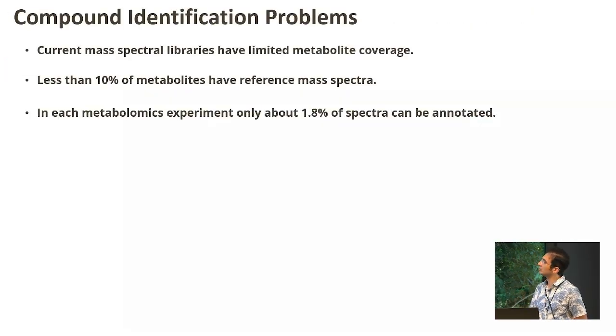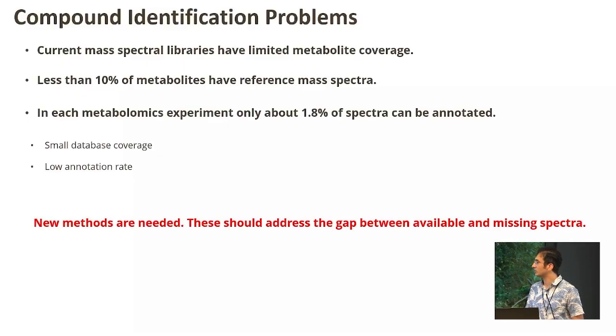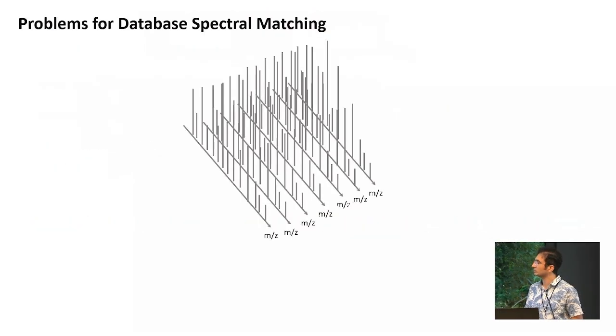But the problem is that the current mass spectral libraries have limited metabolite coverage, and less than 10% of metabolites have reference mass spectra, and in each metabolomics experiment, only about 2% of spectra can be annotated. The problem is small database coverage and low annotation rate, and this can be addressed using machine learning methods. The main problem is presented here schematically.